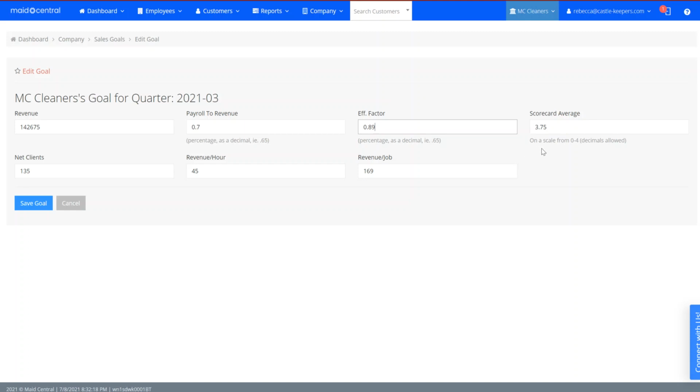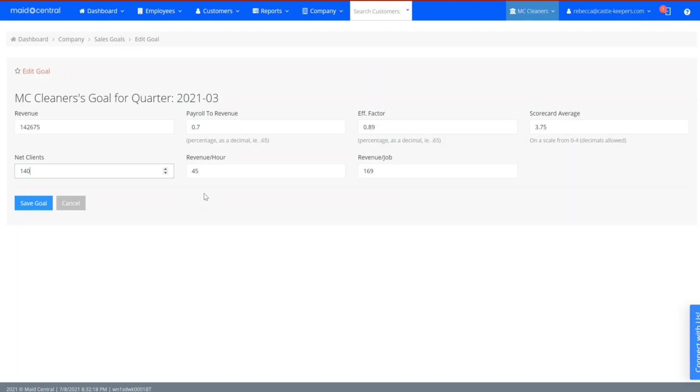Scorecard average, again, is on a scale of 0 to 4, 4 being the best, decimals allowed. I want my team to be almost perfect with their scorecard averages for their feedback, so I'm going to keep that at 3.75. The number of net clients: again, what percentage do I want to grow by? What is going to hit my revenue numbers? And how many more recurring customers do I need to gain this quarter? Is it a 10% increase, a 20% increase? Where do I want to see that number at? I think this needs to go up. We need to focus on increasing our net clients from where they're at, and 140 seems like a logical goal for us for the quarter that we're currently in.